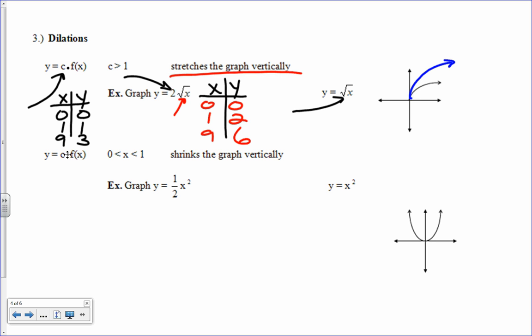This only works, the stretching it vertically, if the C value, the number out front, is greater than 1. Because if it equals 1, you get the same graph, right? 1 times something, you get the same graph. And then down here, we're going to talk, what if, well, actually, it should say C.